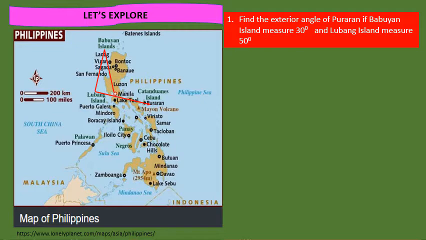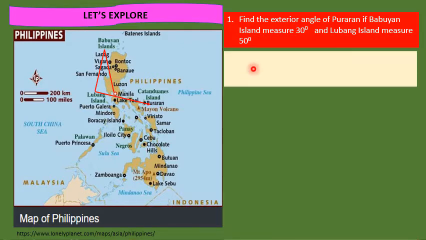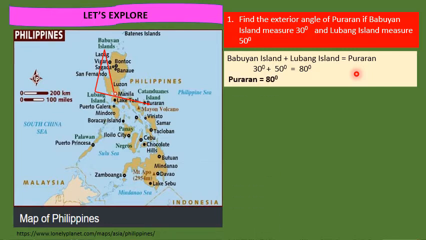So we're going to find the exterior angle, going to Puraran. We have the measurements of Babuyan Island, which is 30 degrees, and Lubang Island, which measures 50 degrees. So Babuyan Island plus Lubang Island equals Puraran. 30 degrees plus 50 degrees equals 80 degrees. So it means Puraran measures 80 degrees. So that is the exterior angle.